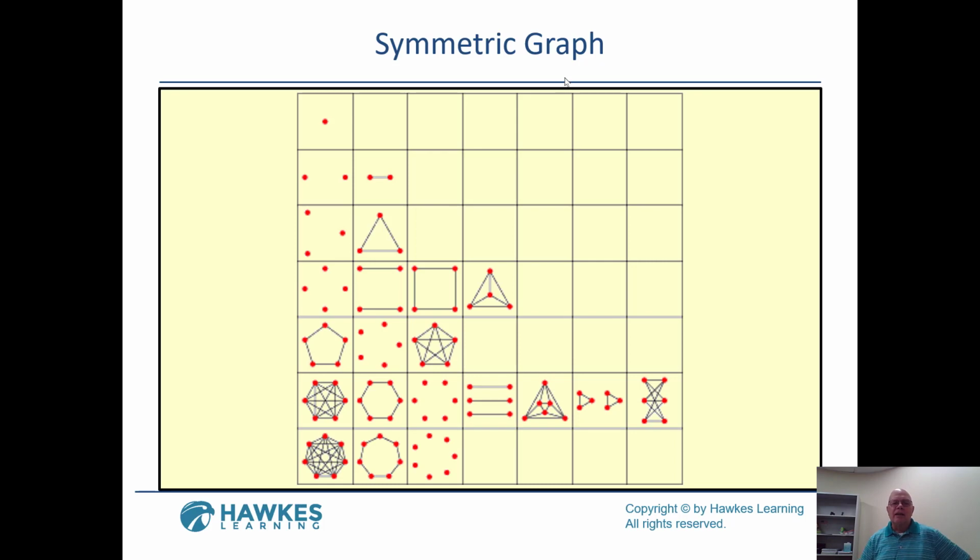Symmetric graphs, that means if you bend it through the middle, the left side and the right side match up, and you might have to rearrange things. For example, this third one, if we rearrange this, twist it to the right or to the left so that we can make the left-hand side and the right-hand side mirror images of each other.